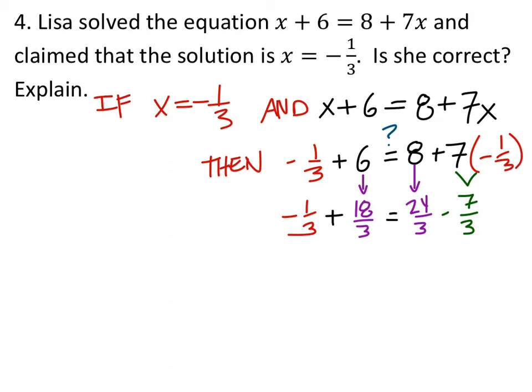Now that we have common denominators, we can solve these. Negative 1/3 plus 18/3 would be a positive 17/3. And 24 thirds minus 7 thirds would be 17 thirds. And these are equal, so yes. Is she correct? The answer is yes. But again, it did want the explanation, which we have there. And that, well, we'll call that good.